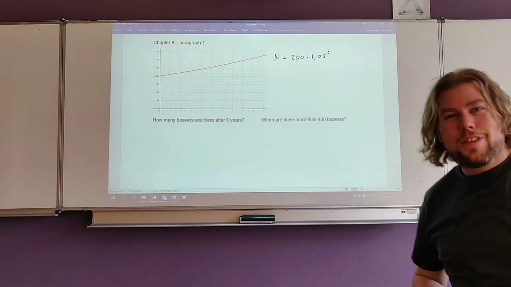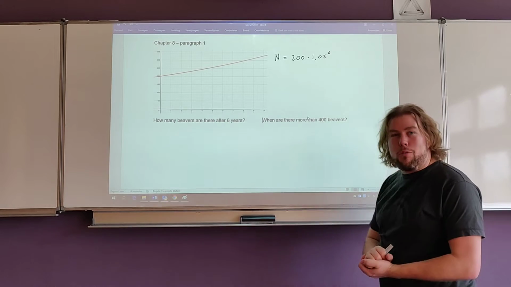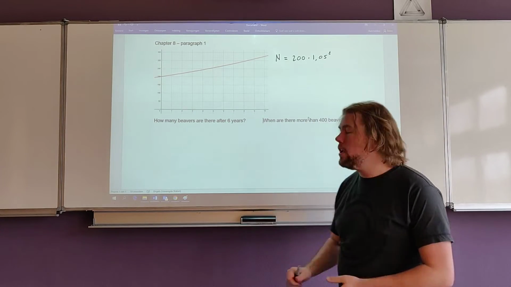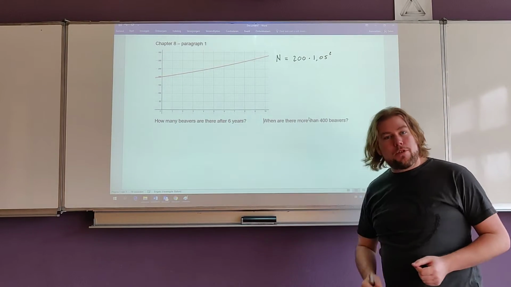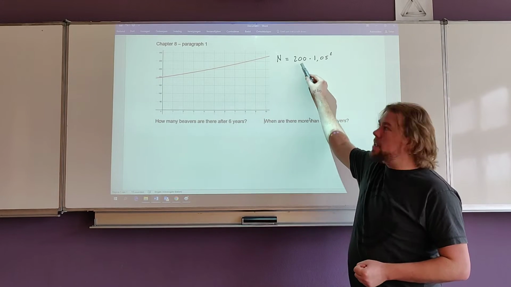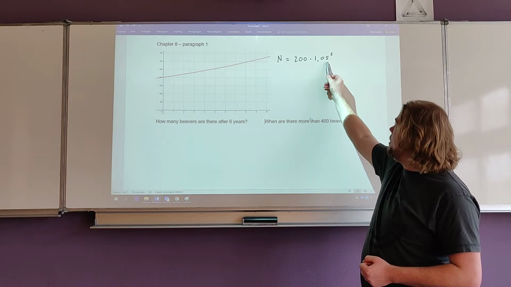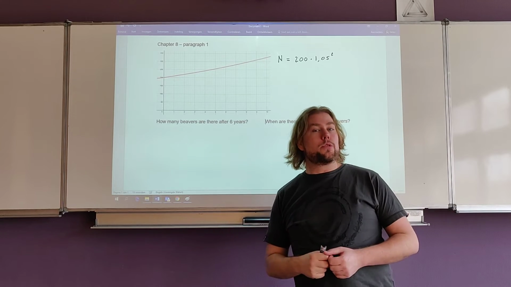Okay, ladies and gentlemen, here we have a video about chapter 8, paragraph 1, exponential growth. This is the example I mentioned in my previous video. Here we have a formula. It's 200 times 1.05 to the power of t. As an example, I used beavers.